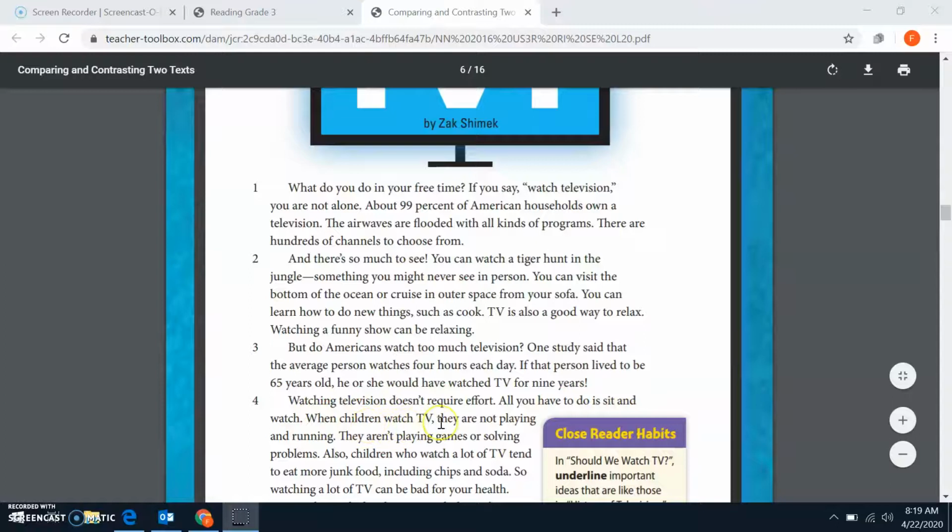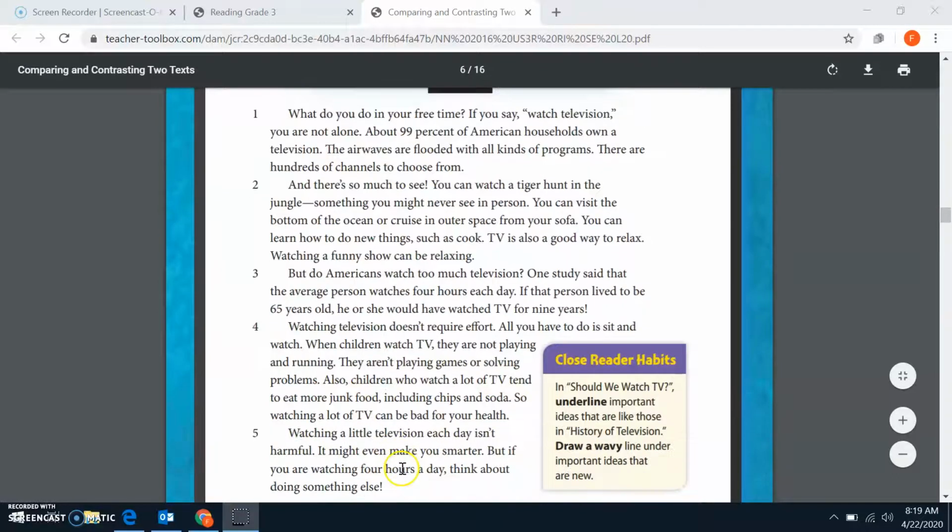When children watch TV, they are not playing and running. They aren't playing games or solving problems. Also, children who watch a lot of TV tend to eat more junk food, including chips and soda. So watching a lot of TV can be bad for your health. Watching a little television each day isn't harmful. It might even make you smarter. But if you're watching 4 hours a day, think about doing something else.